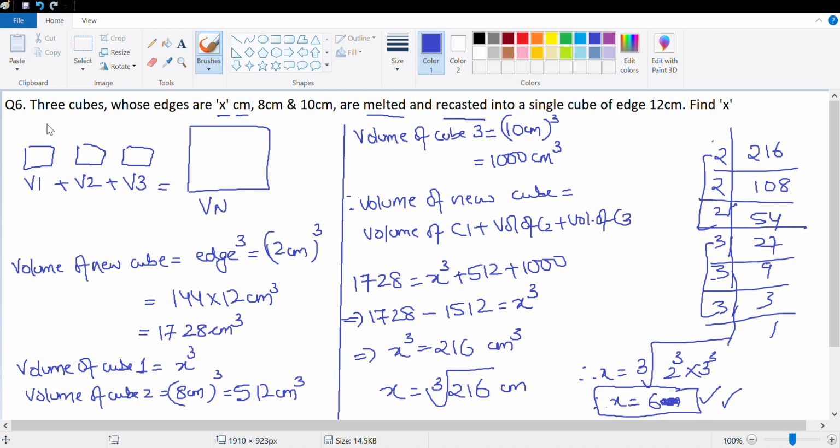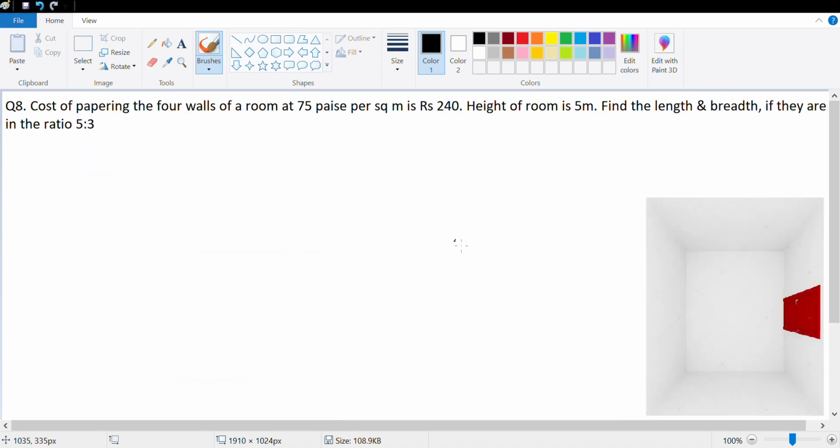The next question that we're doing is question number 8. Okay, question number 8 says cost of papering the 4 walls of a room at 75 paisa per square meter. 4 walls. Okay, so that reminds me of something that we did in our first video, lateral surface area, which is the area of the 4 walls. It does not include the area of the floor, does not include the area of the ceiling.